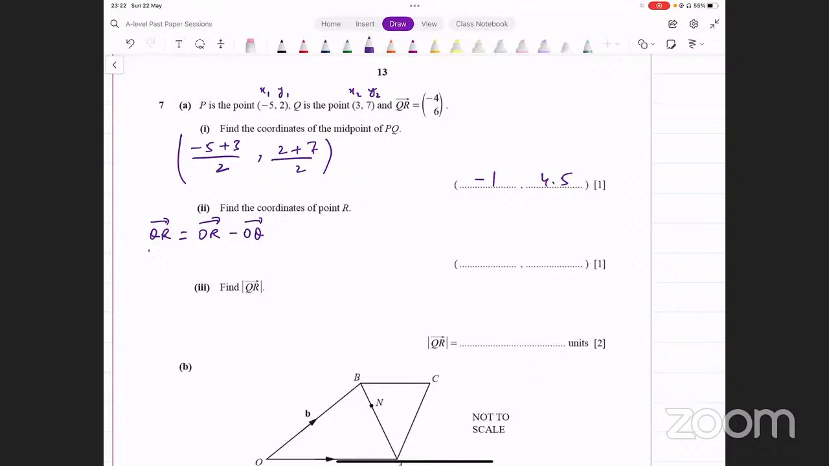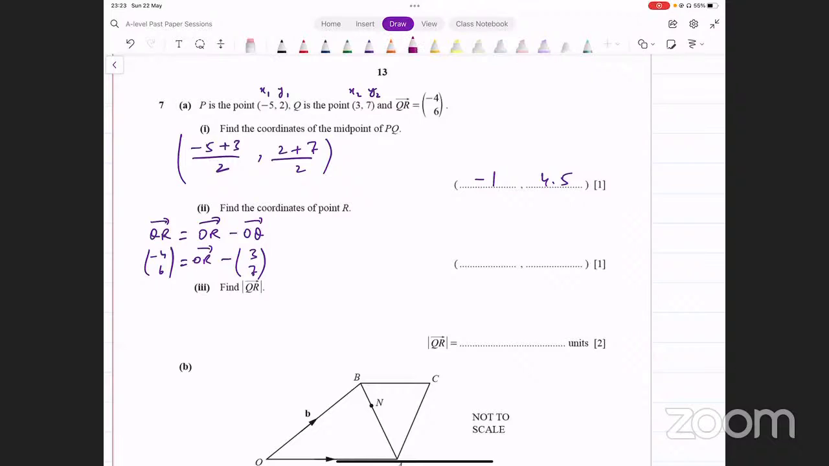QR आपको पता है, that is (-4, 6). OR आपको find करना है. OQ, coordinates को अगर आप vector form में लिखते हैं, that's OQ, that's (3, 7). इससे आपके पास OR आ जाएगा. That's one way to think about this. ठीक है. उसको दूसरी साइड पे जाके प्लस कर दें. You could do it this way, or you could just think of it mentally.